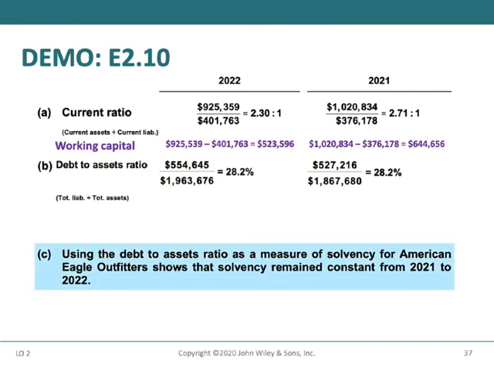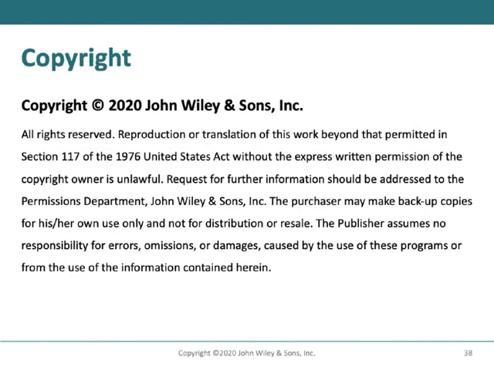And finally, just some interpretation. Using the debt to asset ratio as a measure of solvency shows that the company has remained solvent from 2021 to 2022. That basically its debts do not exceed the amount of assets available. So that brings us to the end of a brief introduction into ratio analysis. We'll do more in Chapter 10.